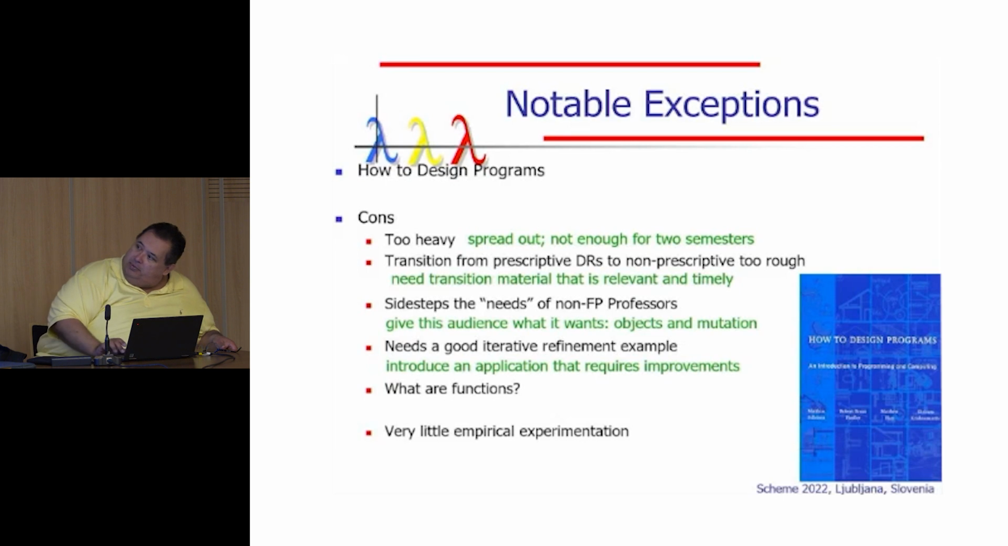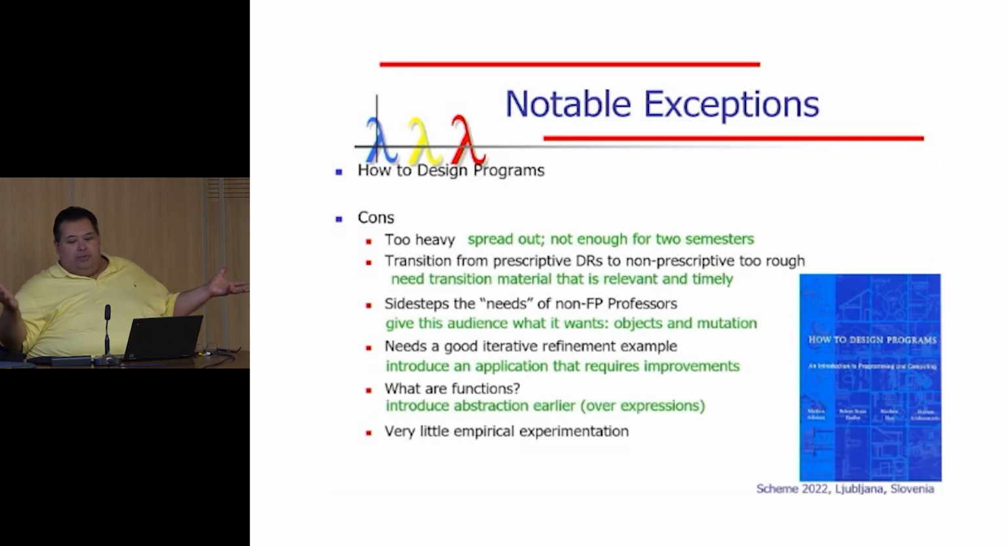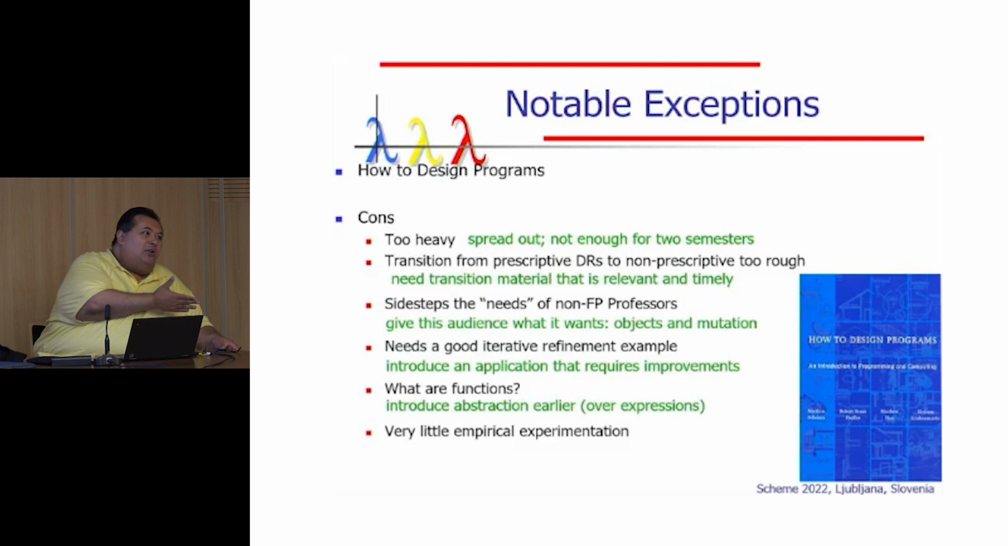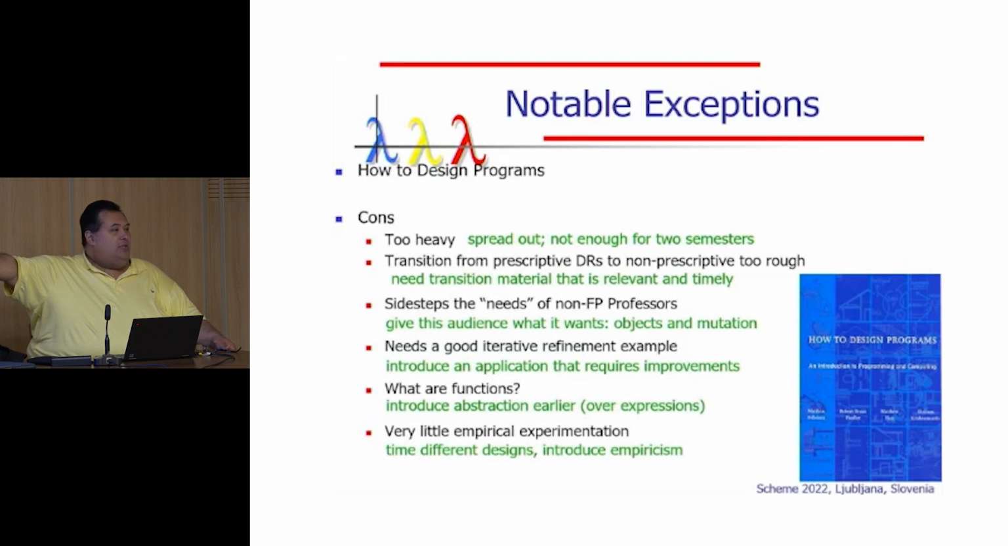And to solve this problem of what are functions, I think that we need to introduce abstraction a lot earlier than How to Design Programs does. But also abstraction over functions. To create generic functions is too late. We need to do it really early in the curriculum. And then, of course, I want to introduce them to empirical experimentation. And this is where they have fun also, because they can see the numbers and they can see what works and what doesn't work. And hopefully I'll show you an example where it should obviously work and it doesn't.